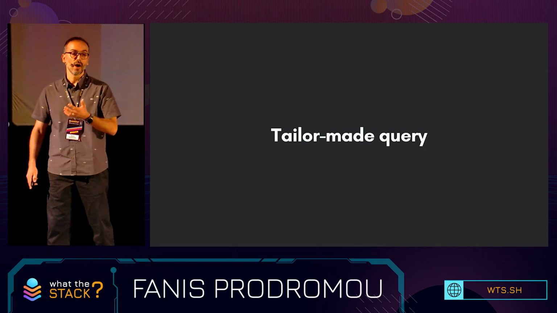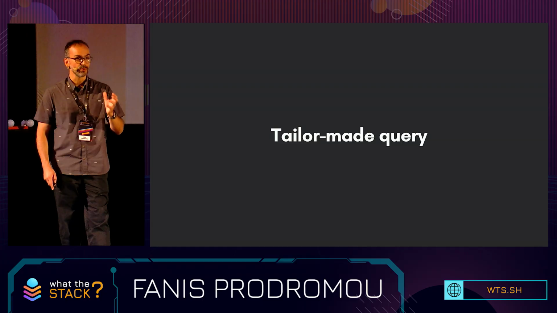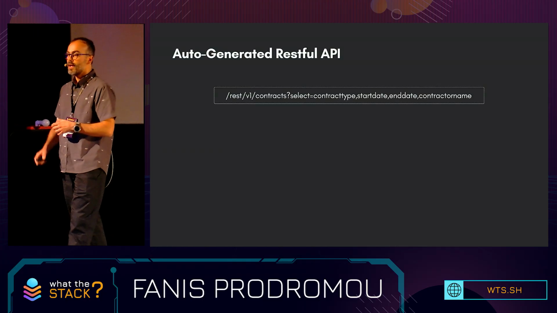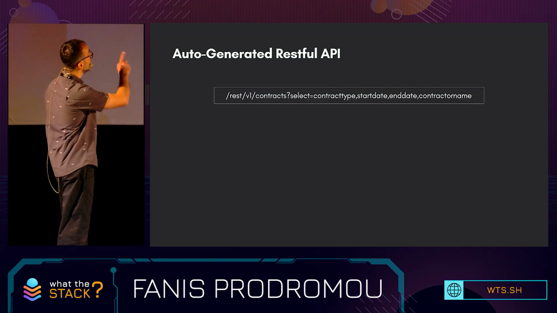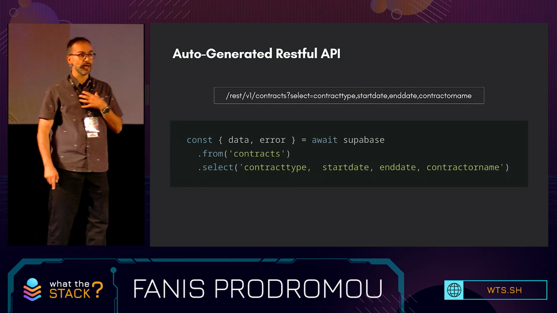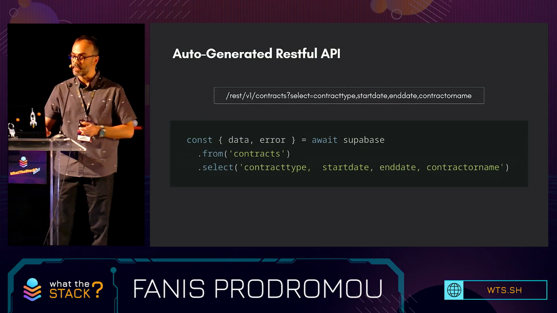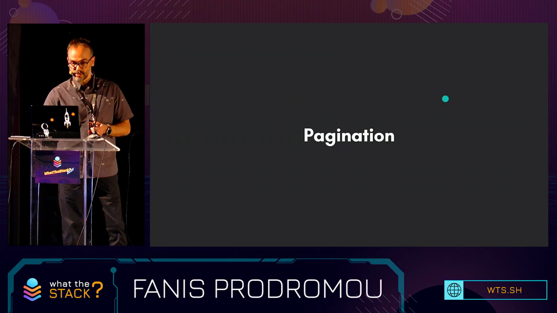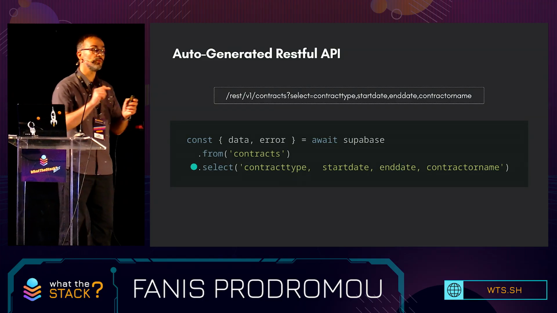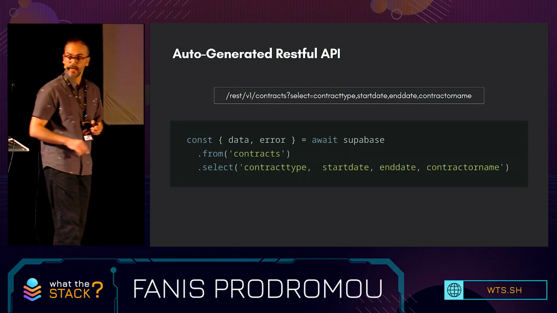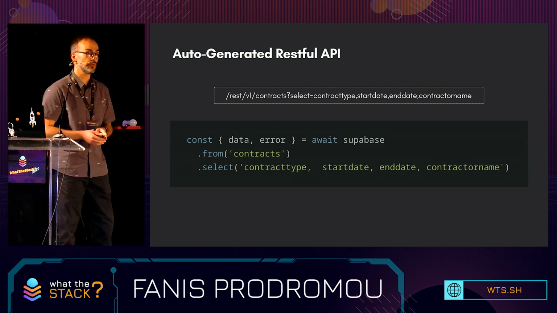And now let's see what we have from Supabase, the tailor-made query. Actually, in Supabase, what we have to do is to have this kind of properties in the URL. It's a bit hard to read, but from the developer perspective, what we have to do is to have a query like that. So we have Supabase, which is the instance. From, we define which table we would like to query. And then we are selecting the contract type, start date, end date, and contractor name.